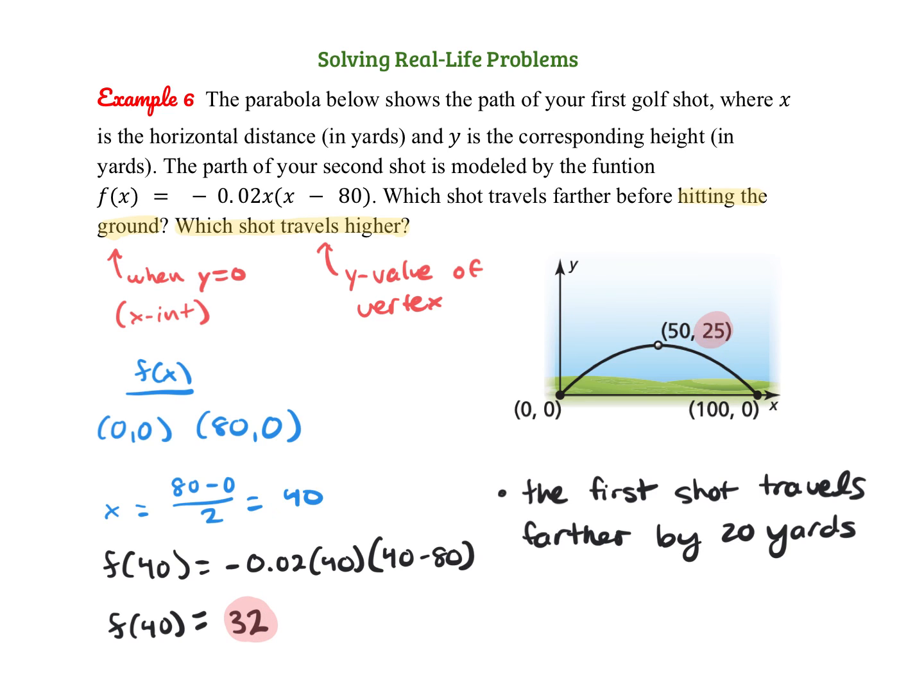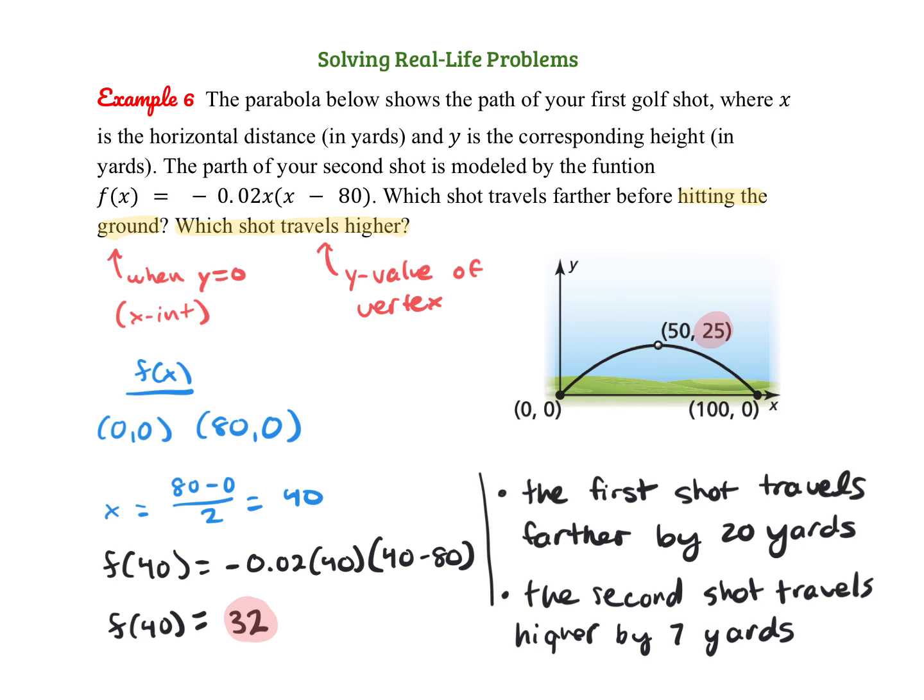Our first shot travels 25 yards high, so the second shot travels higher. And again, if you want to be more specific, you could say by 7 yards.